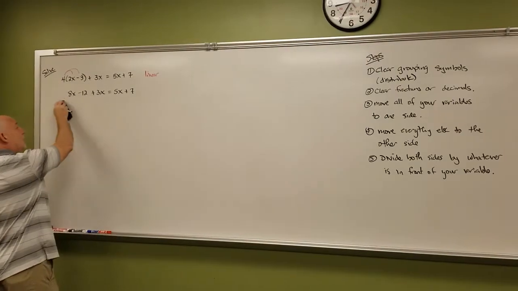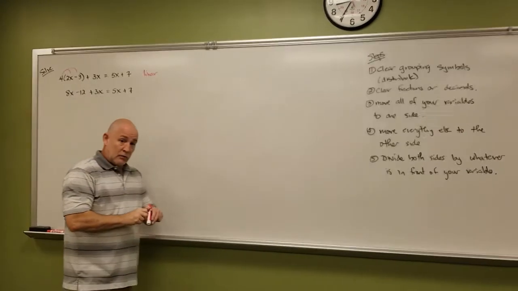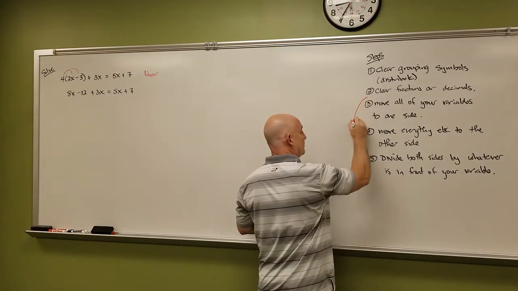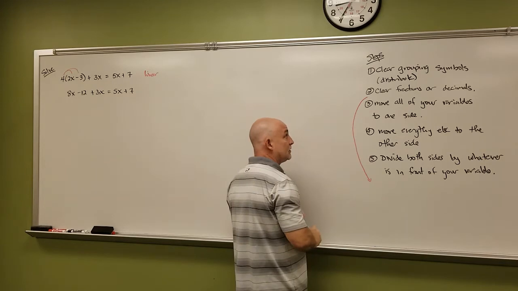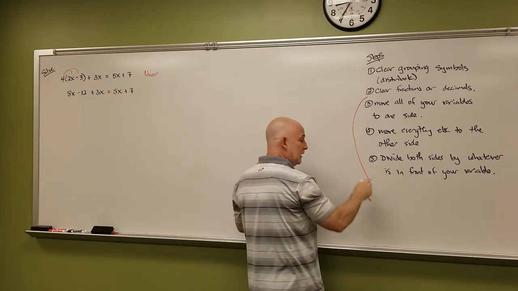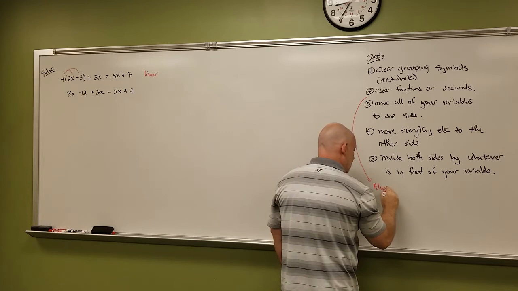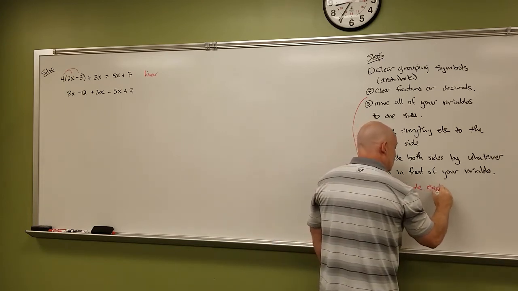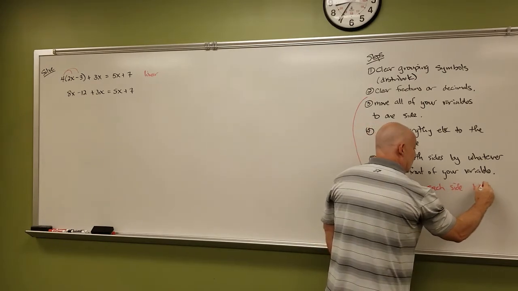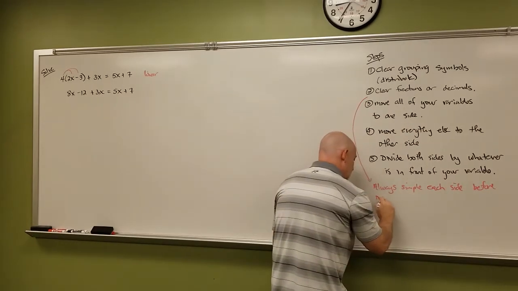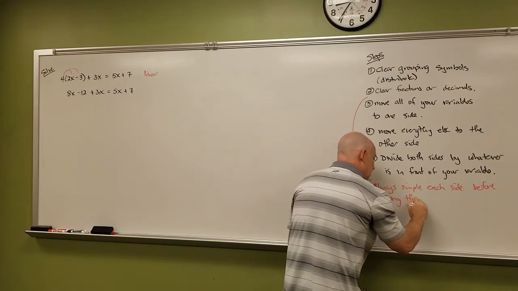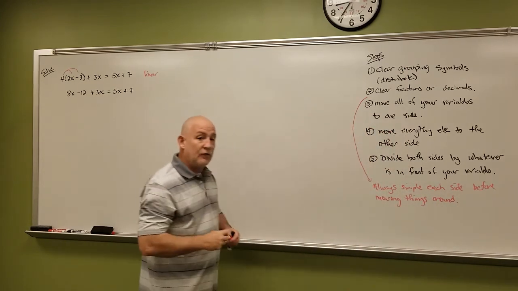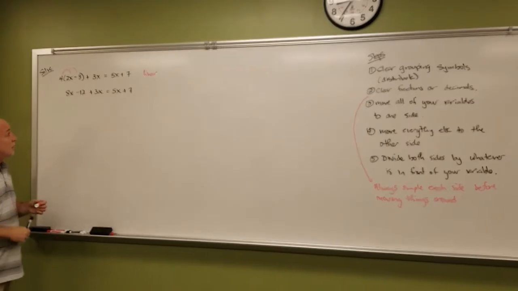Now, to keep this from happening, I'm going to give you one more air quote step over here. Now, it's not written in as a step because it's not part of the solving method, but it will help you from making mistakes from time to time. Before you start moving anything around, always simplify each side before moving things around. All right, if you always simplify each side first, then you won't run into the kind of mistake that we just made here.